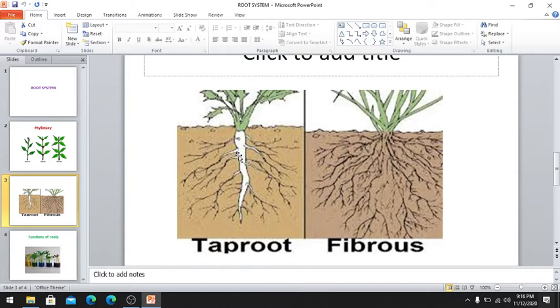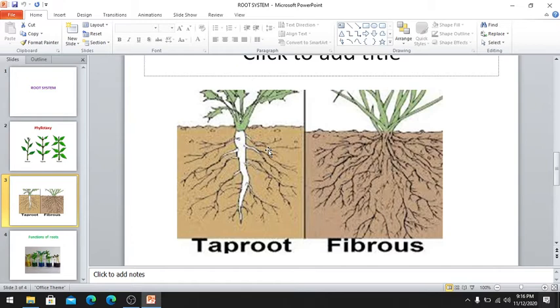Example, carrot, radish and turnip. These are the roots. Actually, root parts are storing the food. Okay. So roots are performing three different types of functions.